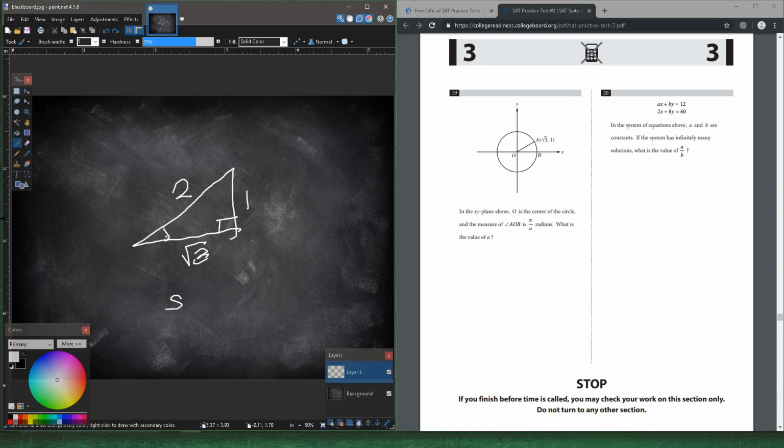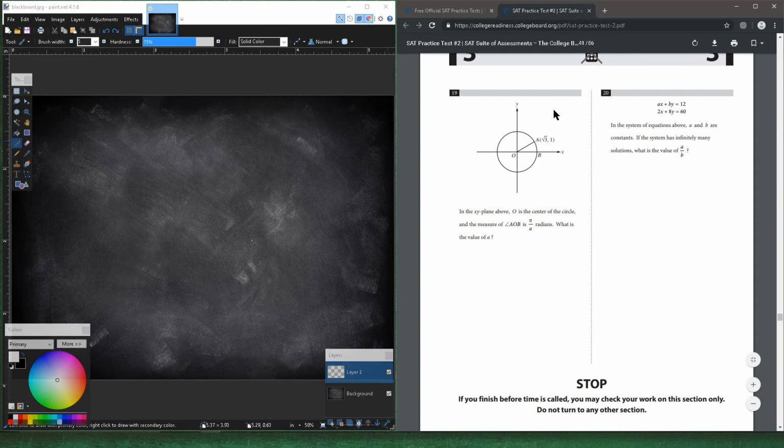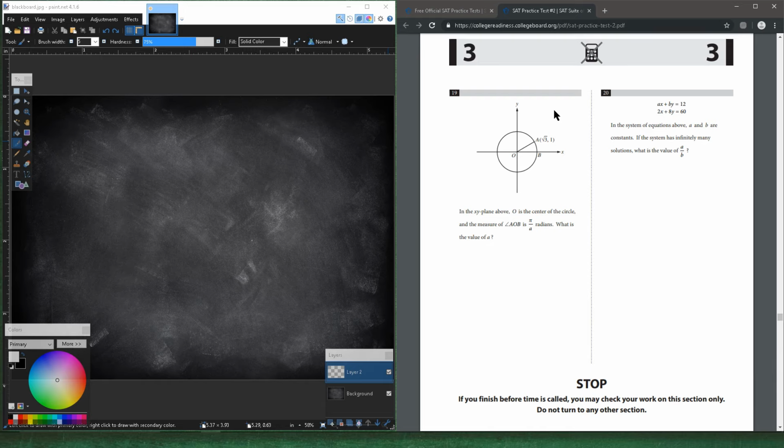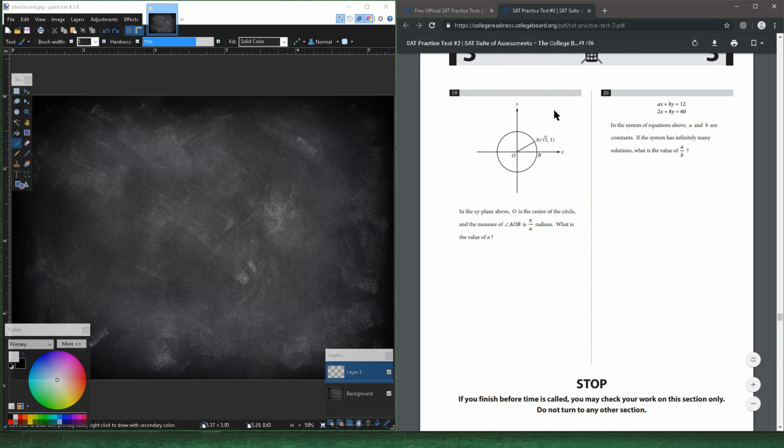This mostly is just testing you on your trig. It might look like it's a geometry question, but it really isn't. If you make your pictures, it's really easy. So that's why whenever I tell you to draw a picture for a trig, this is how you do it. So in the sixth equation above, a and b are constants. If a and b has infinite many solutions, what's the value of a divided by b?